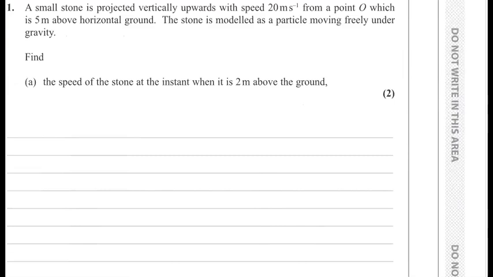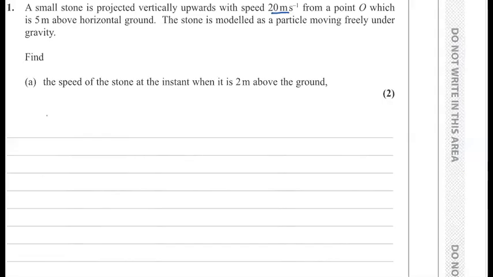First question is, a small stone is projected vertically upward with a speed of 20 meters per second from a point O which is 5 meters above the horizontal ground. The stone is modeled as a particle moving freely under gravity. Find the speed of the stone at the instant when it is 2 meters above the ground.